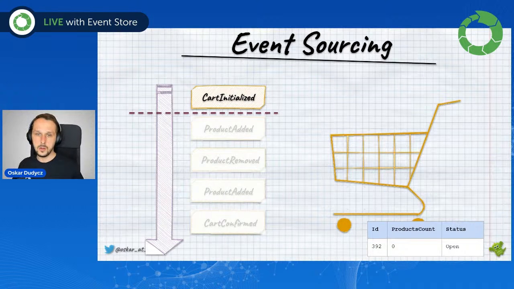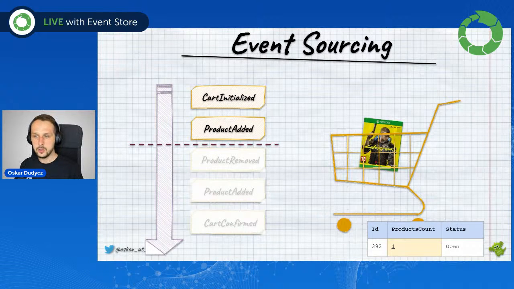Let's have a look at the example of the shopping cart that I started in the previous slides. If we are recording new events, then you will see those events on the left side, and on the bottom right side you will see the classical approach. When we are recording cart initialized, then classically we would add a new record. In this case, we would generate some ID, set a product count to 0 and status to open, because no products are there.